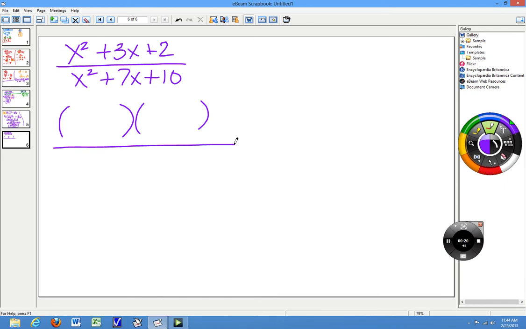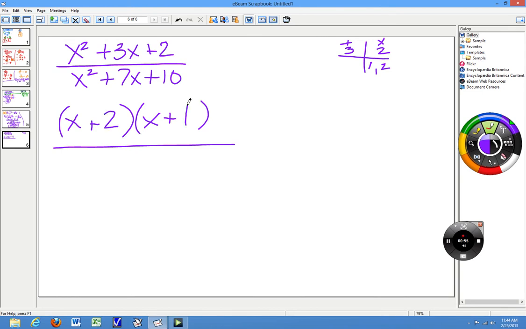Okay, and let's deal with our numerator first. So our numerator has to multiply to make a 2 and add to make a 3. What are the signs inside my binomials? Are they both addition, both subtraction, one of each? What do you think, Emma P? They're both addition. Okay. Factors of 2. 1 and 2. Do they add to make a 3? Yes. All right, that was easy.